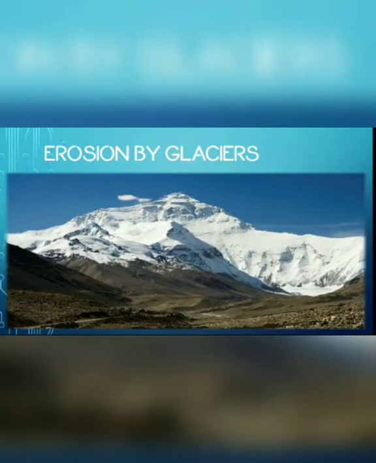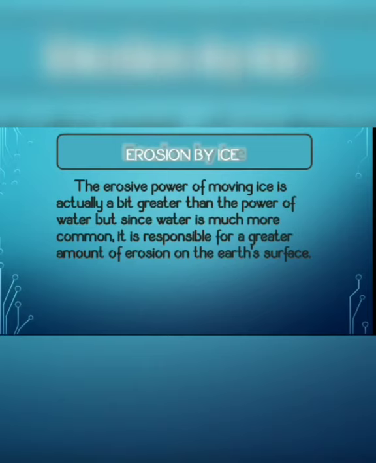Today's topic is erosion by glacier. So we'll study the work of a glacier in the process of erosion. Erosion by ice can also be said as erosion by glacier. It is basically seen in high altitude regions wherever the snow line is present, that is in the polar areas.